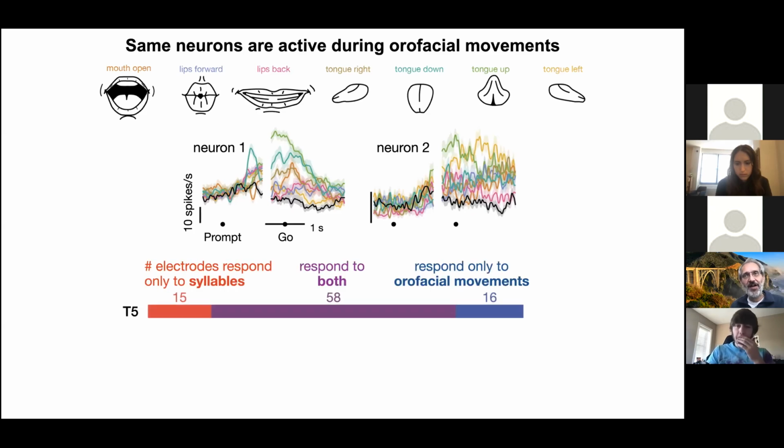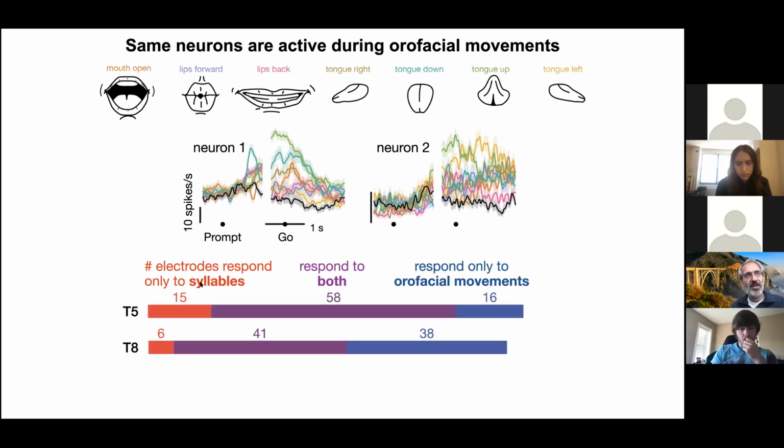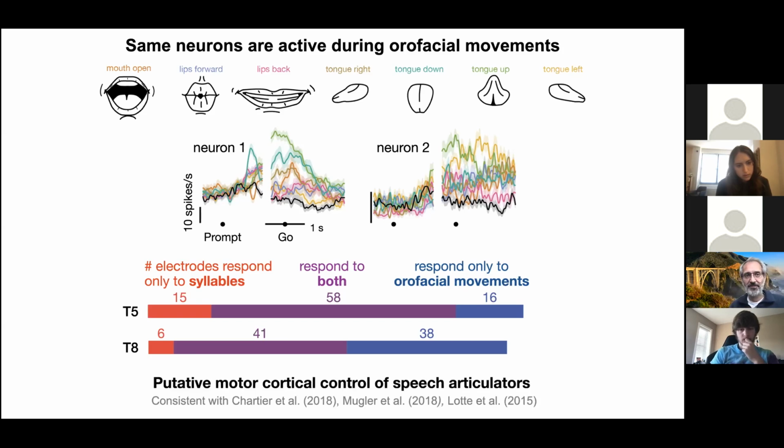Okay. And what we find across both subjects is that some electrodes respond only to syllables. That's in red. And some respond only to these orofacial movements. That's in blue here. But most respond to both the syllables and the orofacial movements. So if you add purple and blue, what you're seeing here is that the vast majority of cells are motoric and specific to the effectors that would generate speech. Okay, and this seems very consistent with the other things that Chang group and Slutsky group and others are saying.